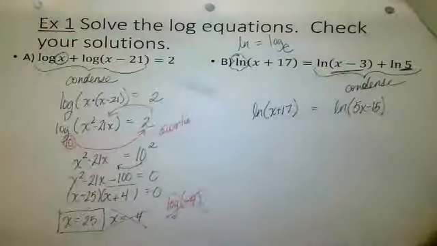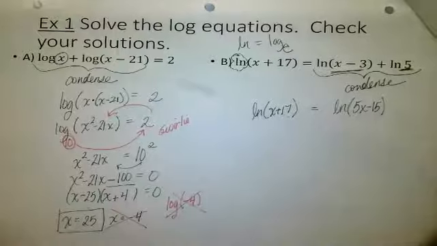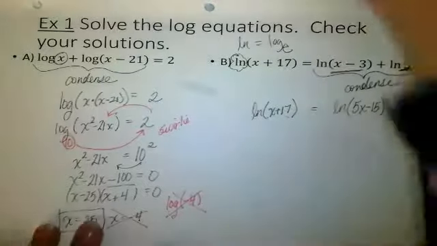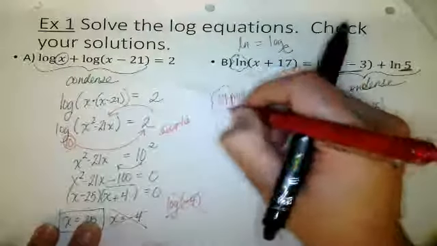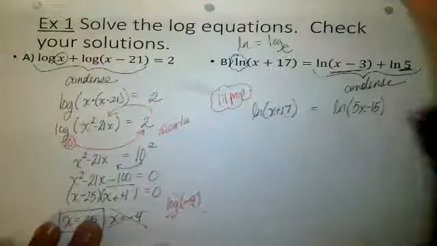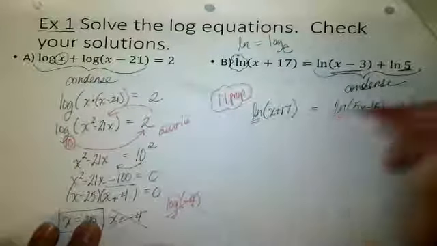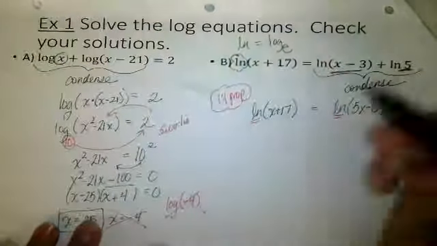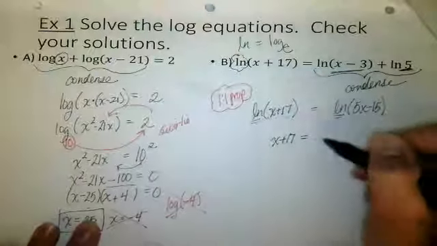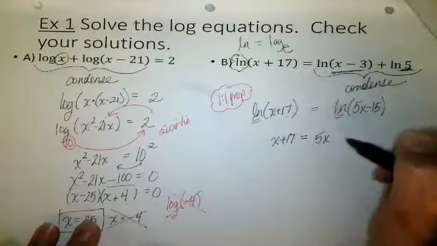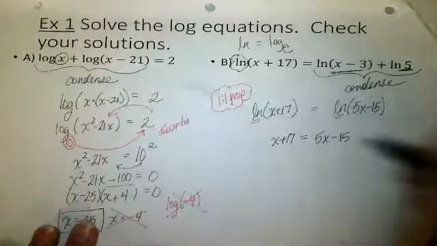All right. What is this? One-to-one property. Very good. How do we know this is the one-to-one property? Yeah, the logs match. If the logs match, then what must be true? That the arguments are equal. All right, then x plus 17 must equal 5x minus 15.